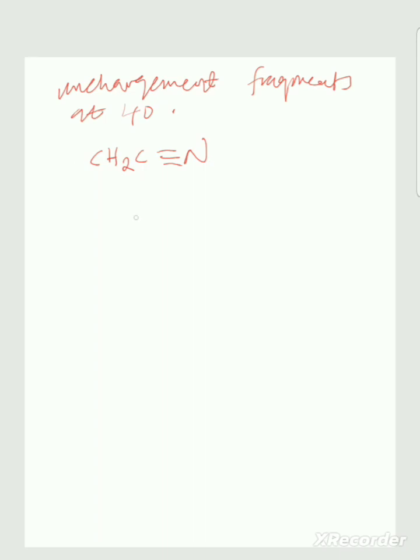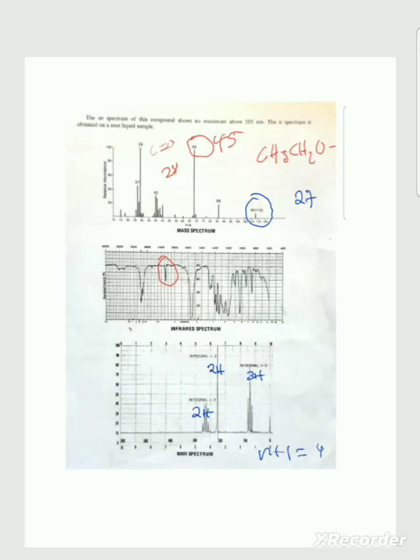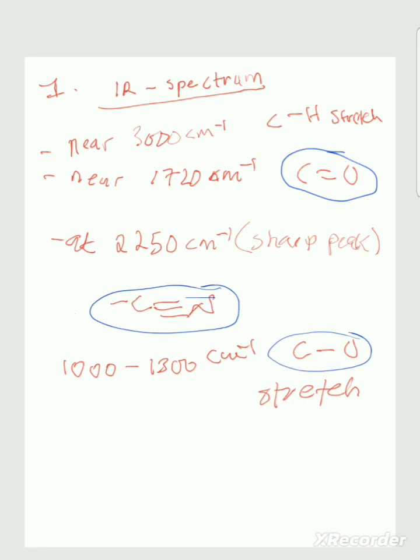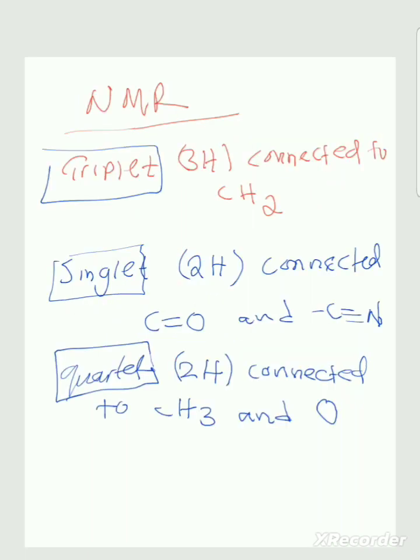Now let me look at the data that I'm having, then I come up with the structure. Looking at this IR spectrum, these are my functional groups: this nitrile. I have also the CH, the carbonyl, and the CO stretch. Then I come here, you find that this is a singlet, which is 2H connected to this and that. Here it says singlet, which is 2H connected to carbonyl and also nitrile. Then this one, 2H again, connected to CH3 and that.